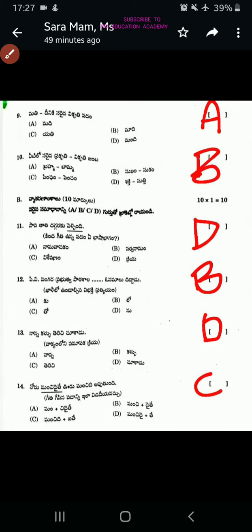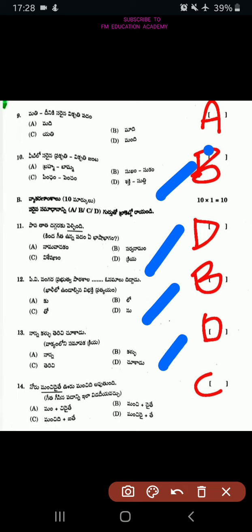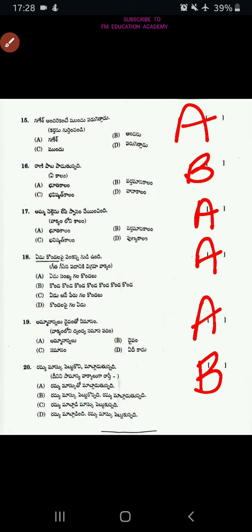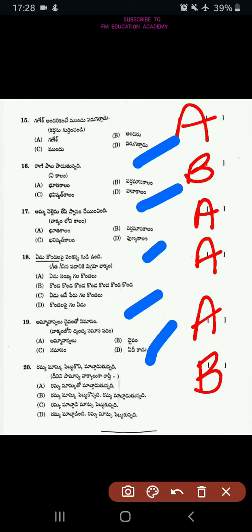Next we have question 9 option A. Question 10 option B. Question 11 option D. Question 12 option B. Question 13 option D. Question 14 option C. Next question 15 option A. Question 16 option B. Question 17 option A. Question 18 option A. Question 19 option A. Question 20 option B. These were the objective answer questions.